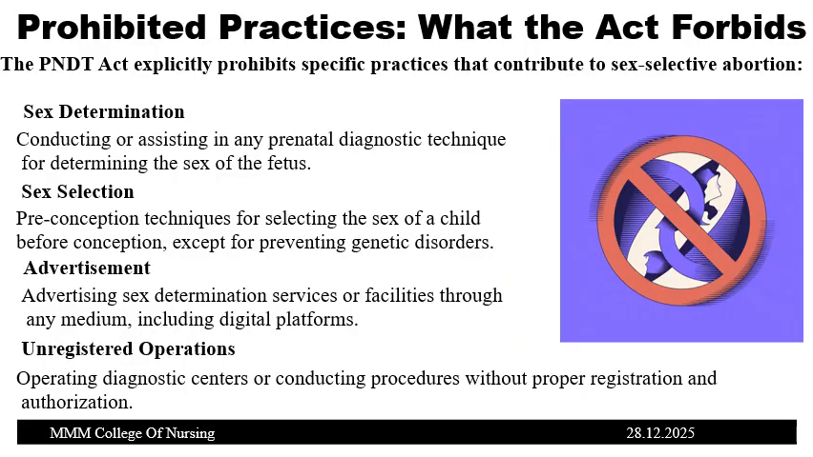Prohibited practices: what the Act prohibits. The Act prohibits sex determination, sex selection, advertisement, and unregistered operations. Conducting or assisting in any prenatal diagnostic techniques for sex determination is prohibited. Preconception techniques for selection of the sex of the child before conception, except for preventing genetic disorders, are prohibited. And advertising sex determination services or facilities through any medium, including digital platforms, is prohibited.